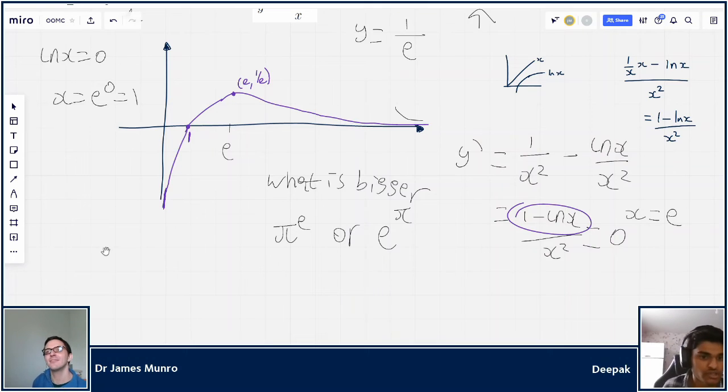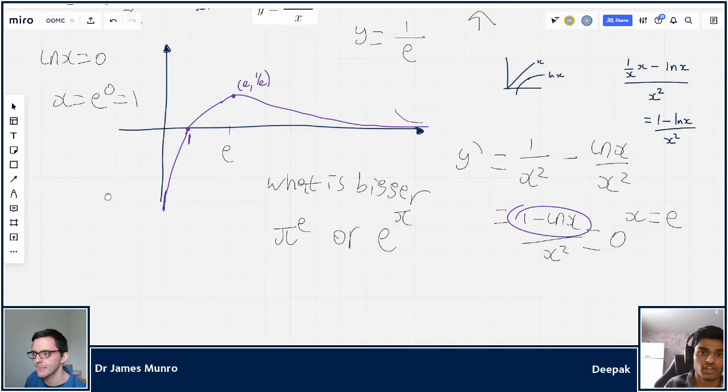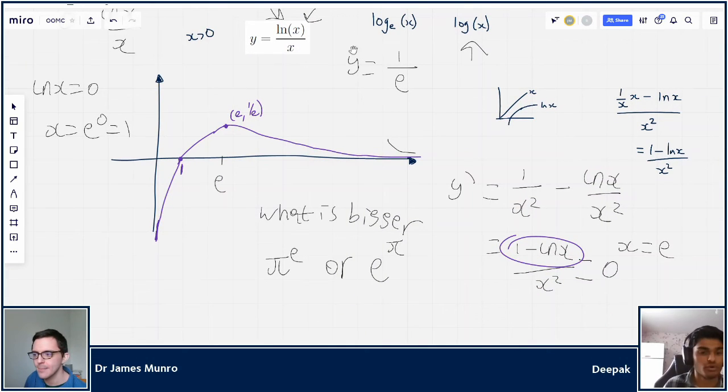Pi is a bit bigger than 3, e is a little bit less, and you've got something smaller to a bigger power, or you've got something bigger to a smaller power. And you might be able to see where I'm already going with this. You might just be considering how does this relate to this graph ln x over x, and you can already see where this is probably going to go.